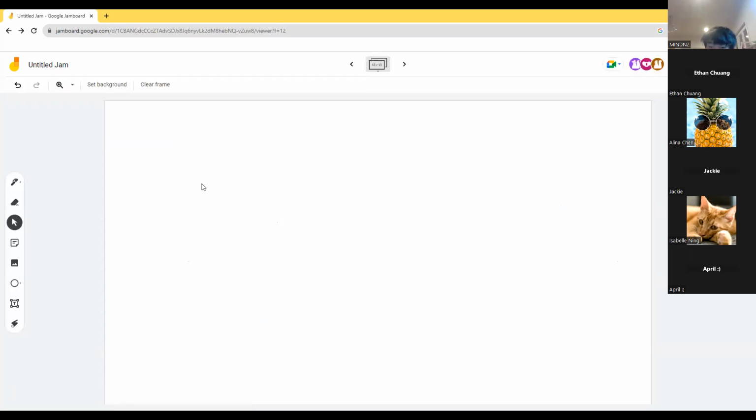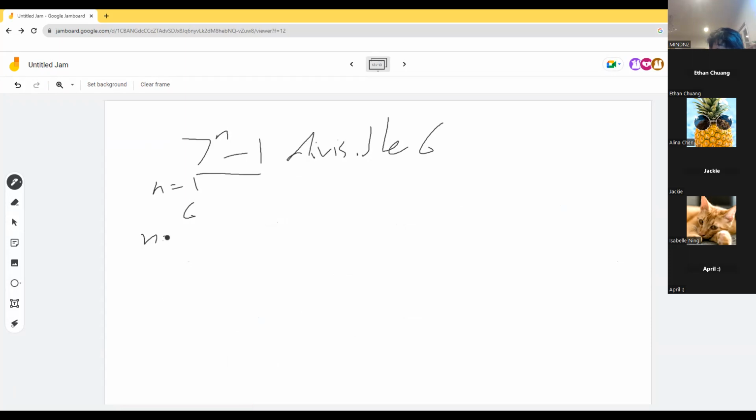Okay, so the next problem, we have 7 to the n minus 1 is divisible by 6 for all positive integers n. Again, when n is equal to 1, this is equal to 6, which is divisible by 6. When n is equal to 2, that's equal to 48, which is divisible by 6. When n is equal to 3, that is 342, which is divisible by 6.